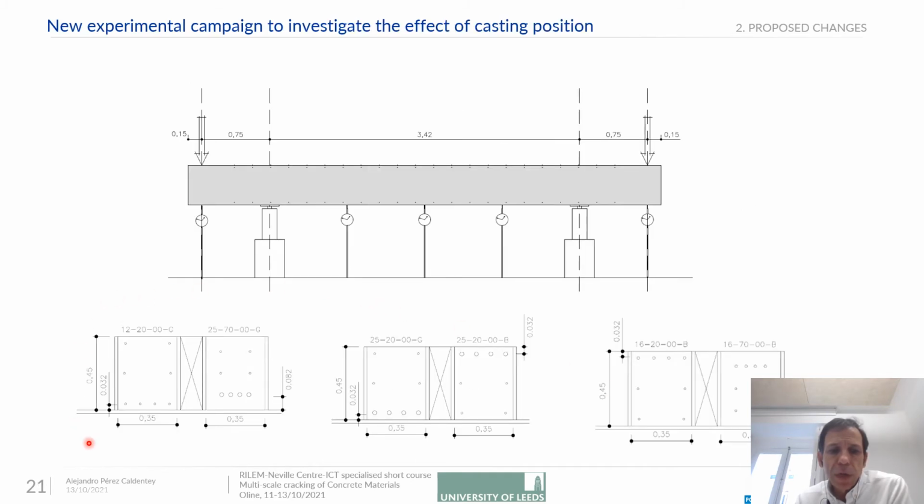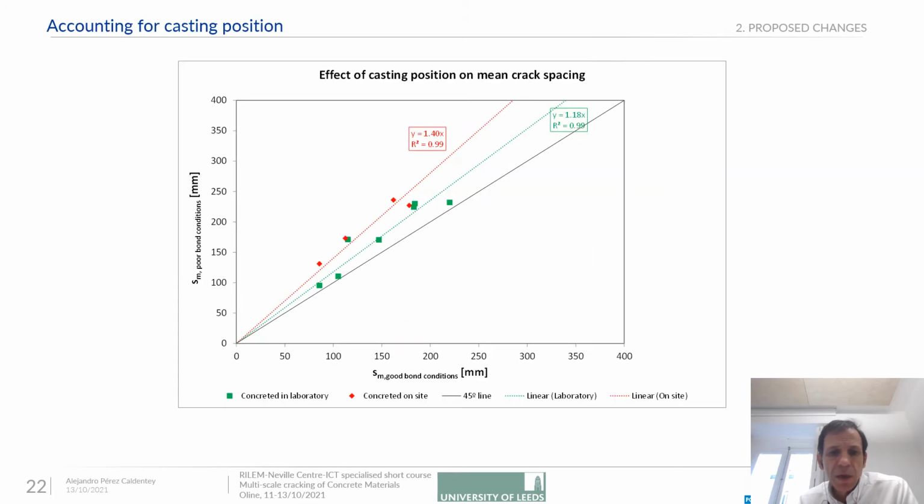We also carried out very recently, in 2020, further tests to further investigate this casting position effect, and here are the results. So we are representing the crack spacing for poor bond conditions against the crack spacing for good bond conditions, and you can see that all of the points fall above the 45-degree line, which means that in all cases we had larger crack spacings when we had poor bond conditions.